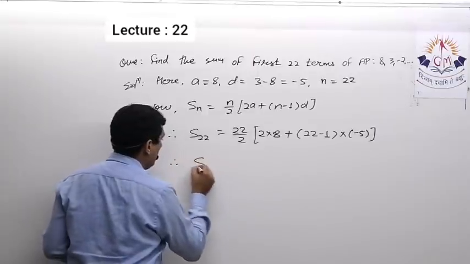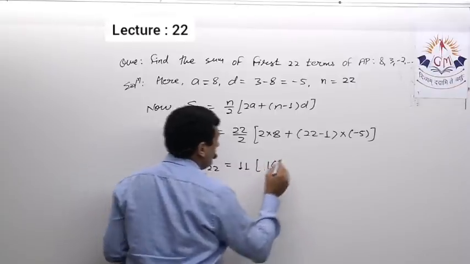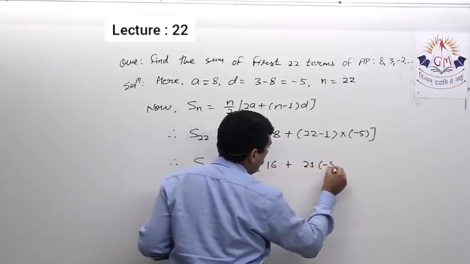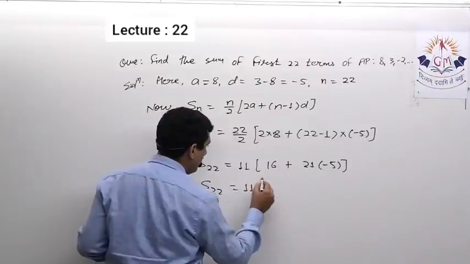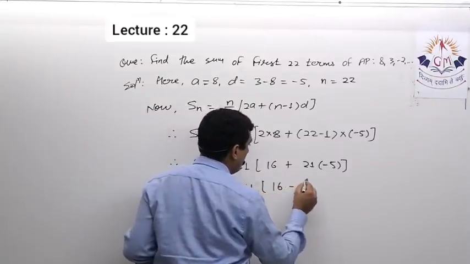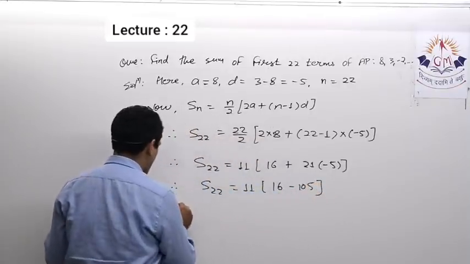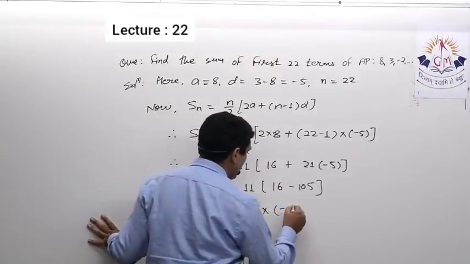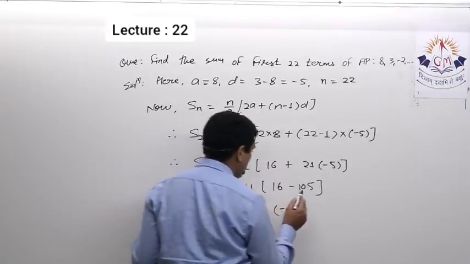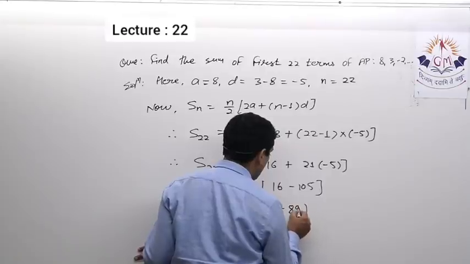Okay, so S22 is equal to 11, 2 into 8 is 16, plus 21 into minus 5. So S22 is equal to 11 into 16 minus 105. So finally I can say the sum of 22 terms is 11 multiplied by minus 89.